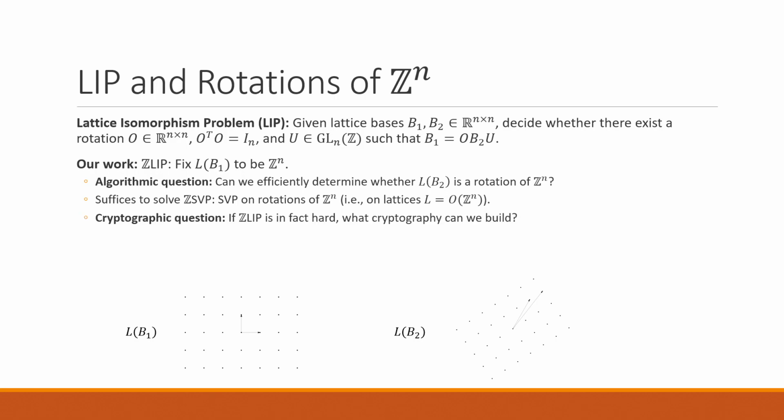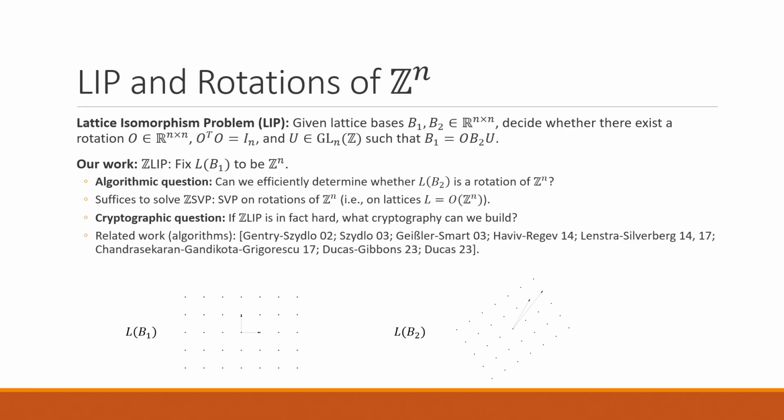Then there's the following cryptographic question: say that this problem is in fact hard, and there doesn't wind up being a fast algorithm for it. Then can we build some cool cryptography from this assumption? There's a whole bunch of related work on this, some of which I'll mention again later. In terms of algorithms, there's been work over the last 20 years on this, including some recent work in the last few years.